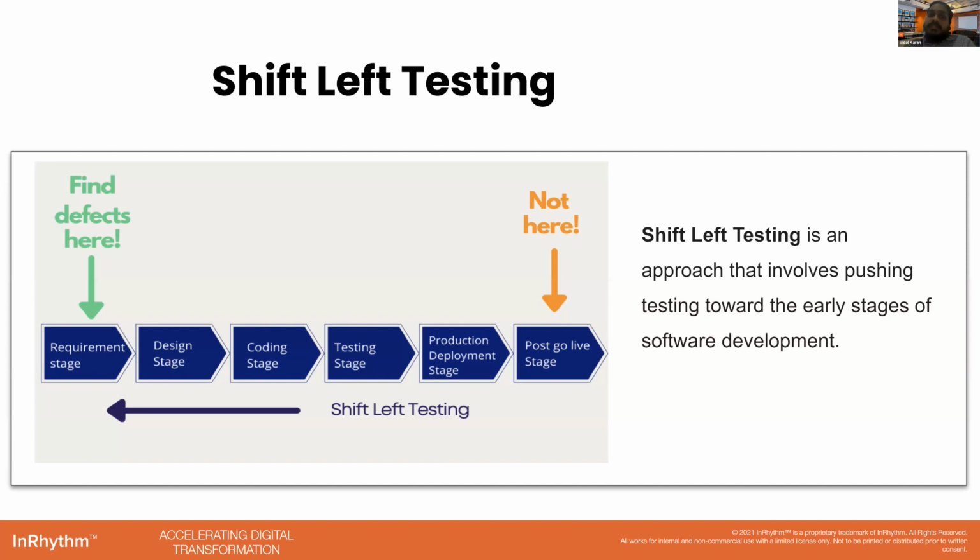So shift left testing is overall a shift in methodology or a shift in thinking about how we as a team perform testing. We still have a testing phase, obviously. We need to test the final product, but as much as we can, we try to integrate testing earlier and earlier in the software development lifecycle.